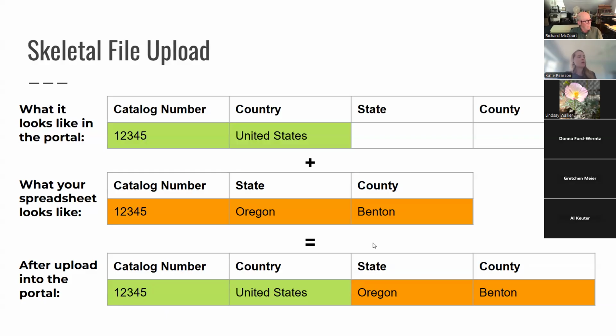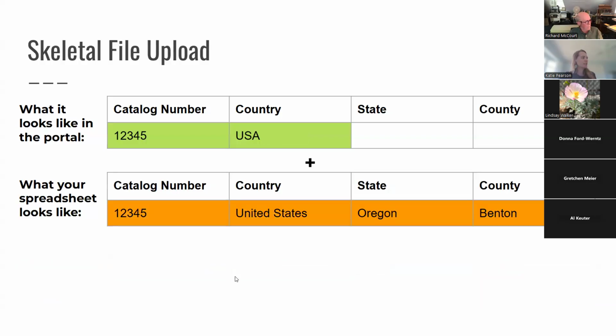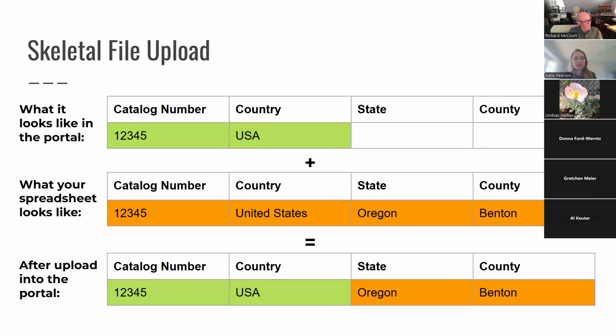Great. Where this becomes a little bit confusing is when you have, let's say, a spreadsheet that has data in it that's different than what has already been entered in the portal. So let's say I wanted to replace all my USAs with United States, and so I tried to do that with a skeletal file upload. Well, that's not going to replace my USAs with United States because, again, skeletal file uploads only ever put data into blank fields.